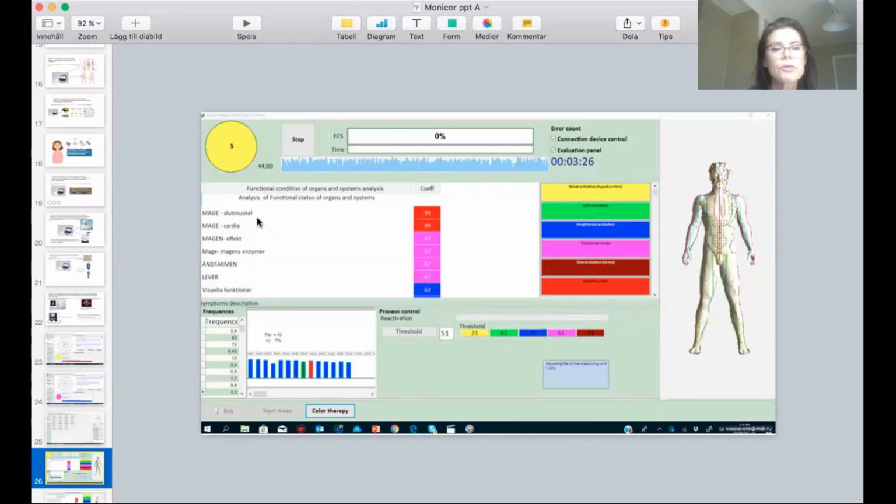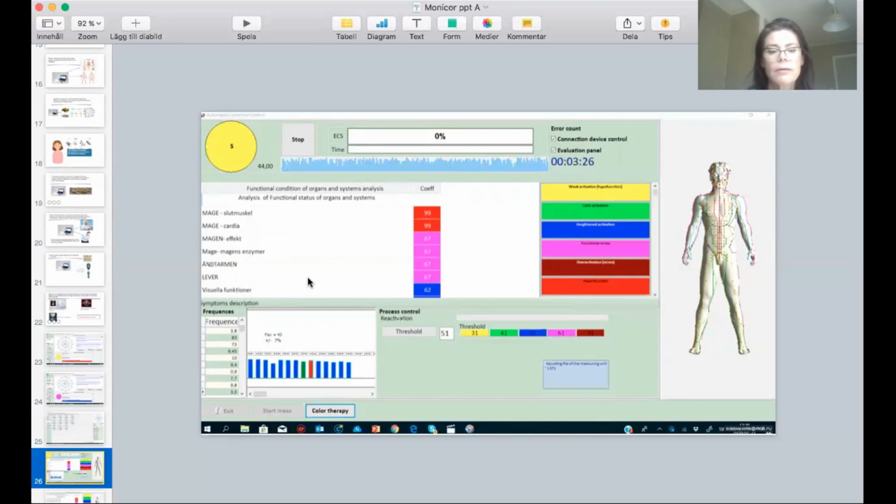And here you can see every organ, the stress level. For example, when we look at the stomach, these two ones are stomach. So they are pretty much stressed. This is less stress. And this is the liver, also stressed. Visual functions are less stressed in this case.